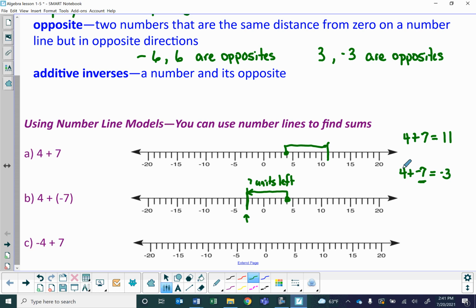Letter C here says we're going to take -4 plus 7. So we're going to start with a -4 now. So I'm going to start here. And I'm going to add 7, which means I'm going to add positive numbers. So I'm going to move 7 units to the right. Well, to move 4 units to the right gets me at 0. 7 units to the right gives me 3 more units. So I'm going to end right here. So I'm going to go 7 units right.